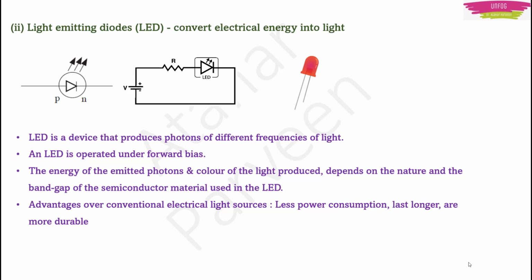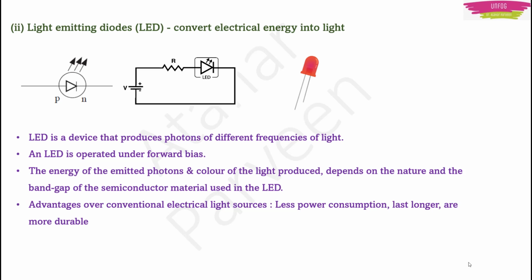Now the energy of these emitted photons, the energy and the color which is produced from this LED, will depend on the material with which you are making this LED. Okay, it will depend on the nature of the semiconductor, or the band gap of the semiconductor with which you make the LED. If there is a change in band gap, means for a particular band gap, a particular color of light this LED will produce. Okay, we will not go into so much detail because it is not needed.